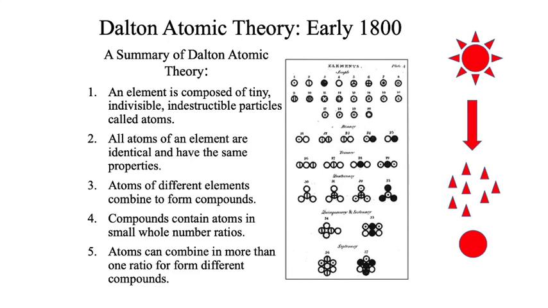Okay. Was it a perfect assessment? No. Which of those five principles failed? One. Why is one a failure? An element is divisible based off of what evidence? Electrons. We have electrons. How do we know we have electrons? Thompson. Thompson with the cathode ray tube. Okay. That was our first hint.